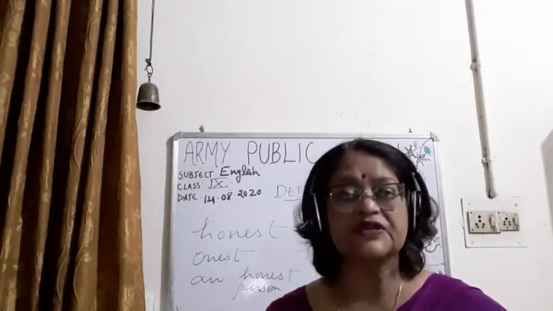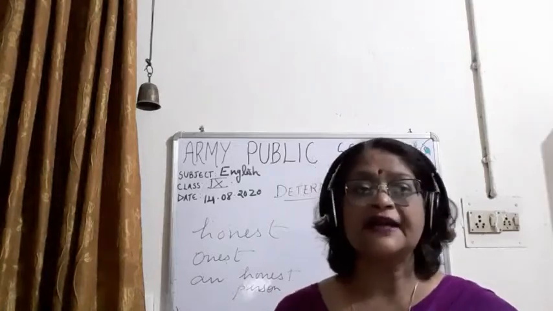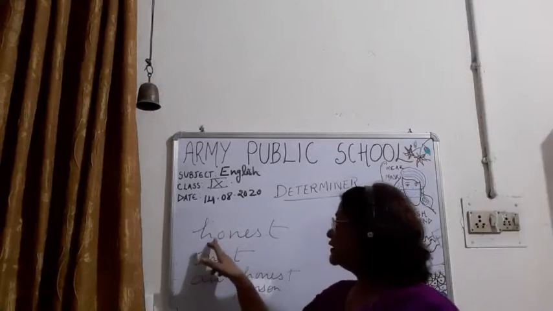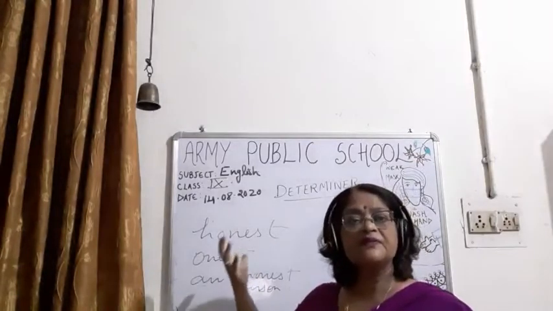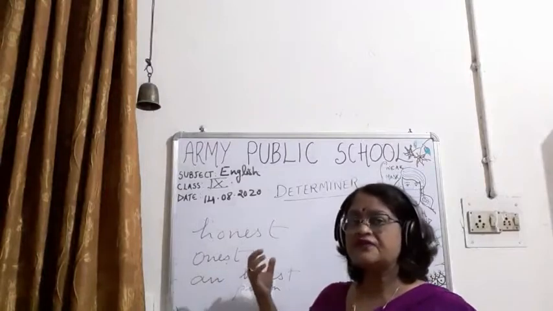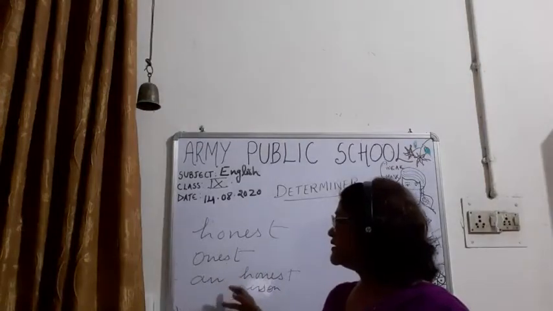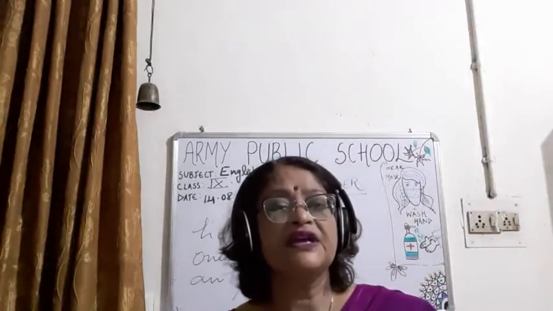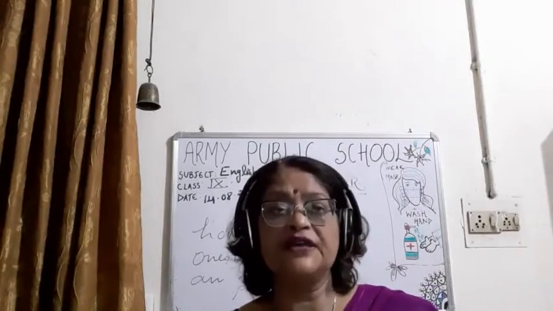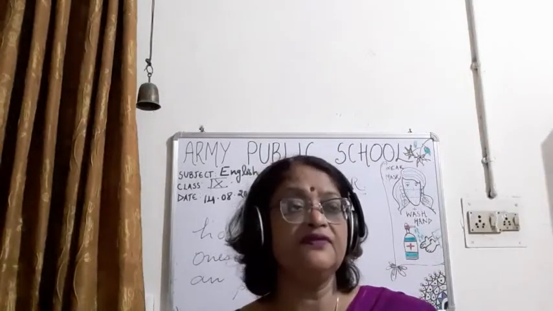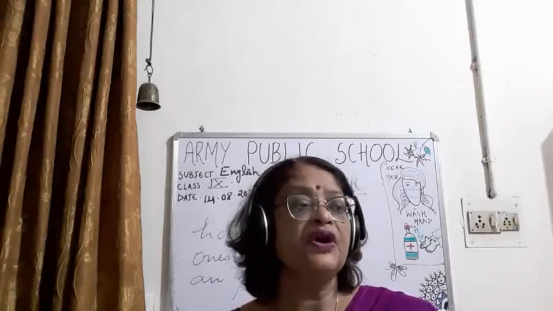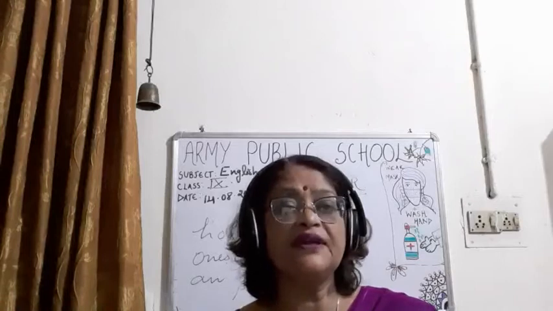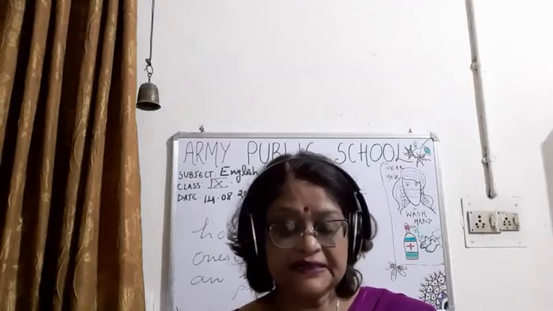So this is the use of an. Children, where do we use a or an? When a word, though it starts with a consonant letter, but when we pronounce it, we feel that it starts with a vowel sound. Like we pronounce an honest. We never pronounce it with an H. The speaking sound starts with a vowel. So children, we are using an here.